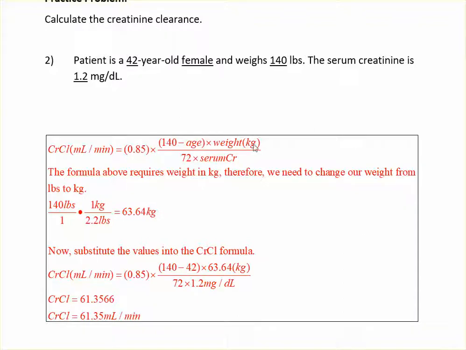This formula requires the weight in kilograms. Therefore, we're going to have to change our weight from 140 pounds over to kilograms. I did that using this little chain here. Basically, I'm dividing by 2.2 pounds. So for the kilograms, I get 63.64.